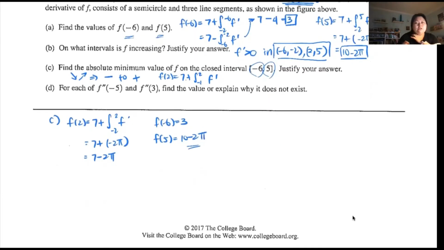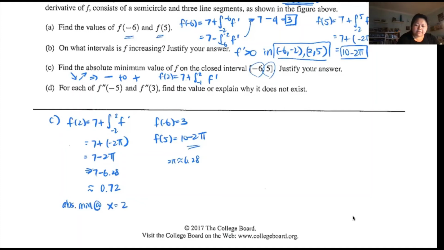So again, you got to use a little bit of estimation. You can do approximation and say, all right, pi is about 3.14. So 2 pi is about 6.28, right? So 7 minus 6.28 is about 0.72. That's definitely less than 3. So for sure, this is a true absolute minimum. So absolute minimum at x equals 2.